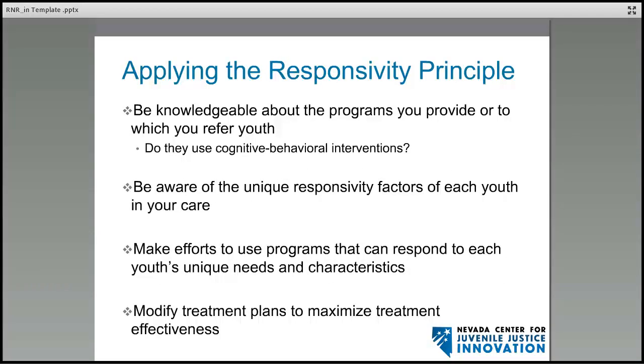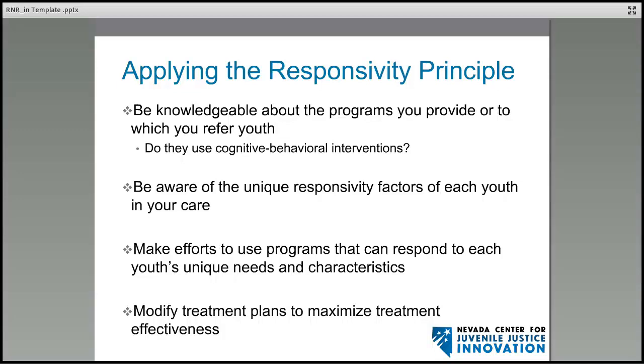To use the responsivity principle in practice, you need to be knowledgeable about the programs you refer youth to, as well as the unique responsivity factors for youth in your care. These factors may be identified in the YLS or through conversations with the youth you work with. Try to use programs that use cognitive behavioral strategies and can respond to the youth's characteristics.